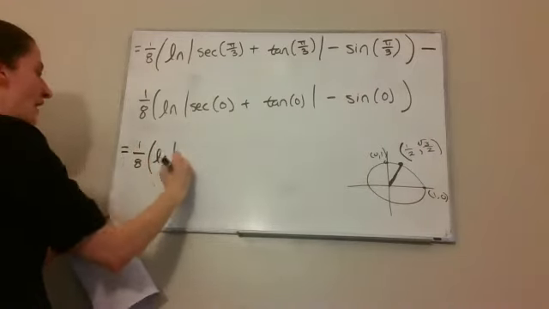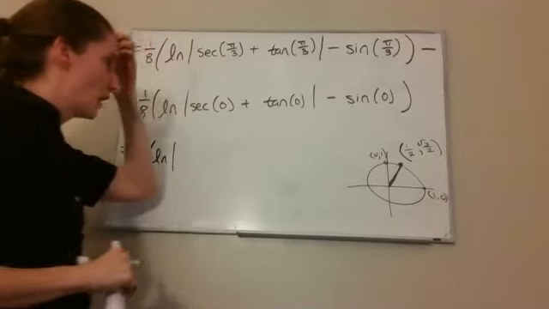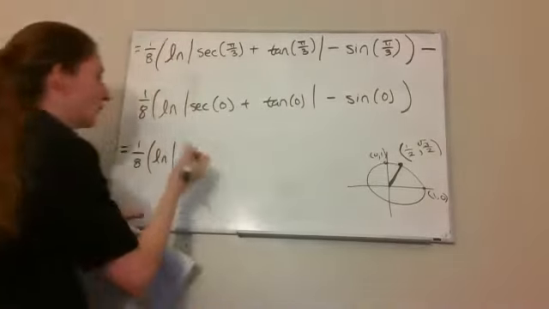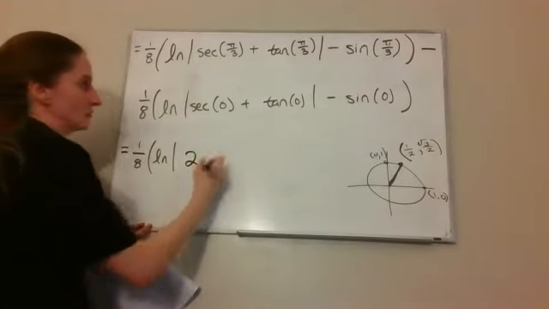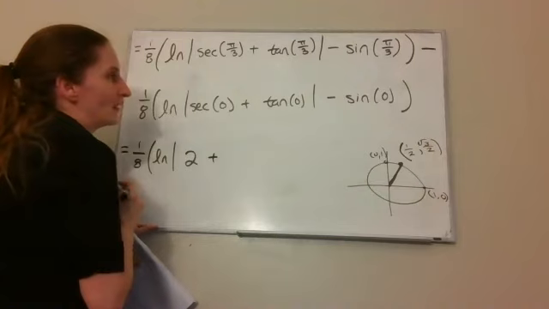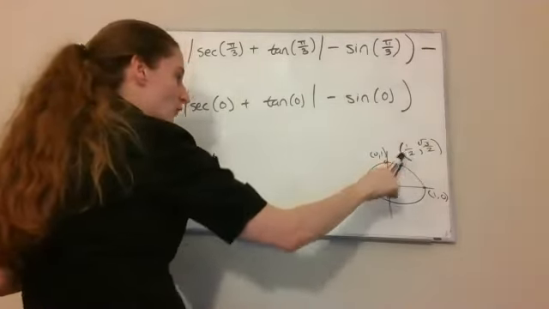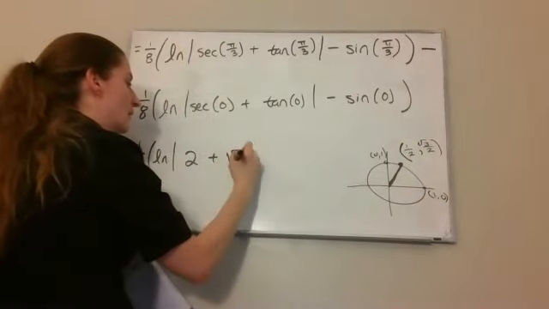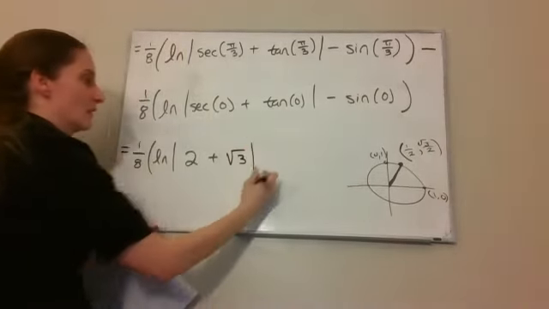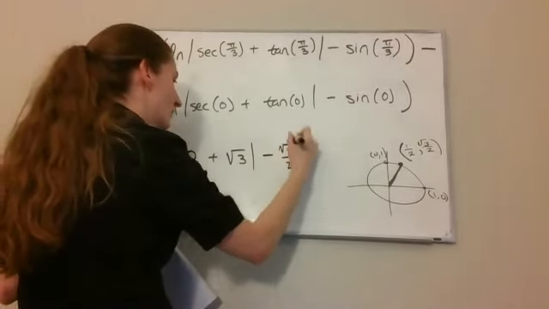So natural log absolute value. Secant is 1 over cosine. Cosine is going to be 1/2. 1 over that would make it 2. Tangent of pi over 3 would be my sine over my cosine. Square root of 3 over 2 over 1/2 gets me square root of 3. Then my sine of pi over 3, again, is square root 3 over 2.